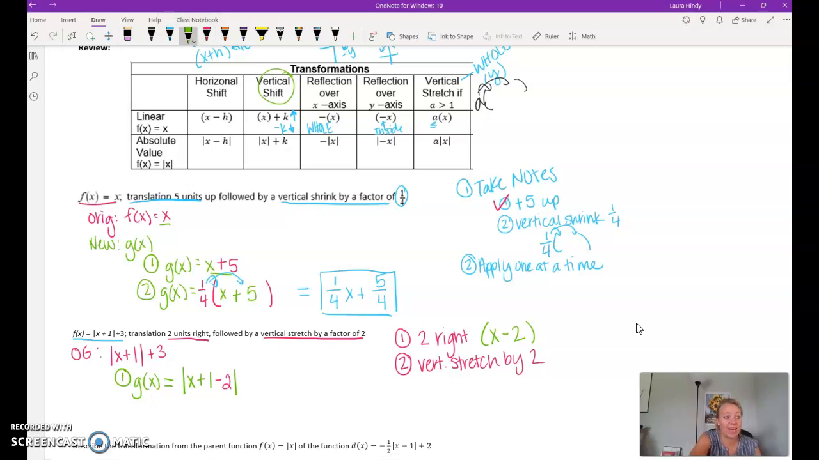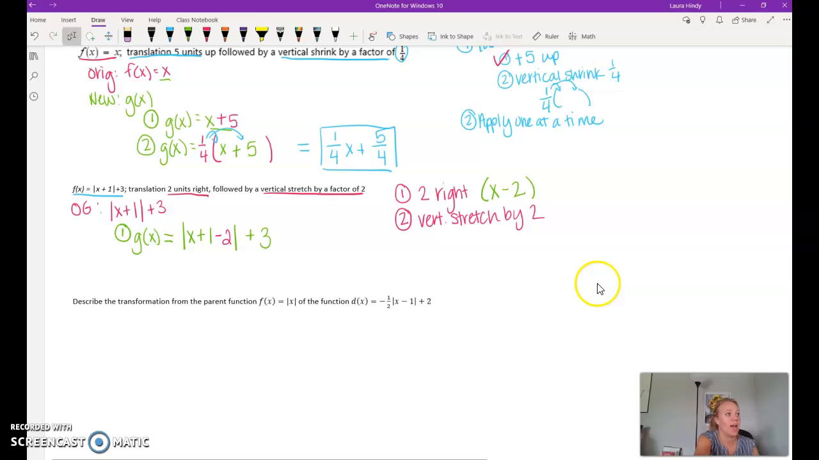Because I want to go to the right 2. And I still have the plus 3. I'm not touching the outside because we're just moving left and right. So now let me simplify this. Well, x plus 1 minus 2. If I think about this on the side, 1 plus negative 2, that's the same thing as 1 minus 2, which is going to be negative 1.